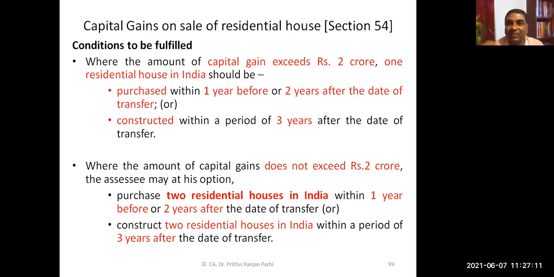And in case the capital gain is exceeding 2 crore, the money can be invested in another residential house. And that investment has to be made 1 year before or 2 years after if you are purchasing the house, or within a period of 3 years from the date of transfer if you are constructing the house. However, if the capital gain doesn't exceed 2 crore, you can invest the same money in 2 residential houses if you want. It is the option of the assessee. I think the point is clear.